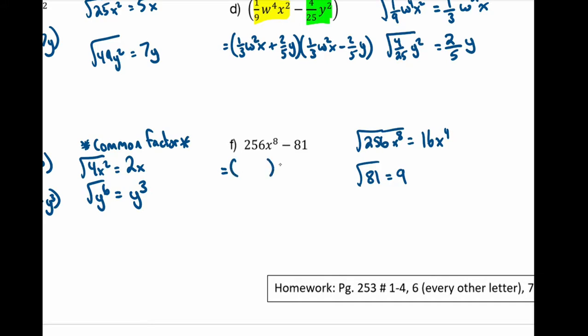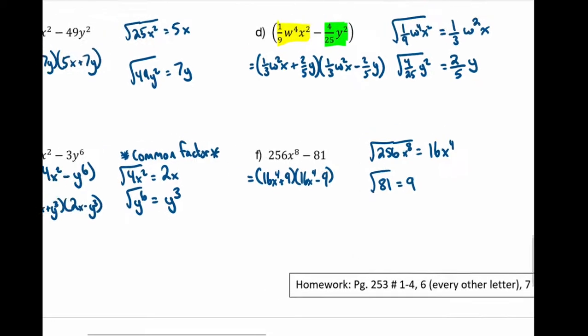So when we factor it, we're going to get 2 sets of brackets. One bracket will have 16x to the power of 4 plus 9. The other one will be the same 2 numbers, 16x to the power of 4, but minus 9. And that's our factored form.